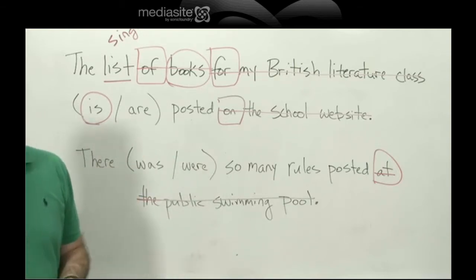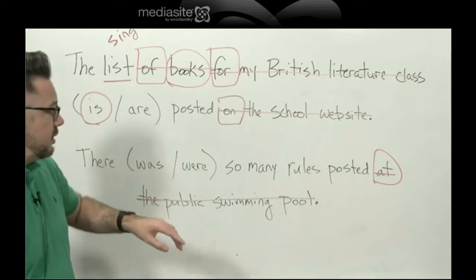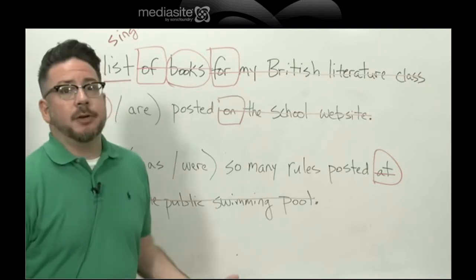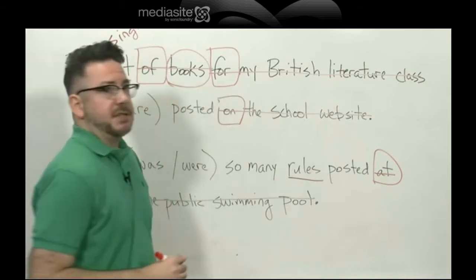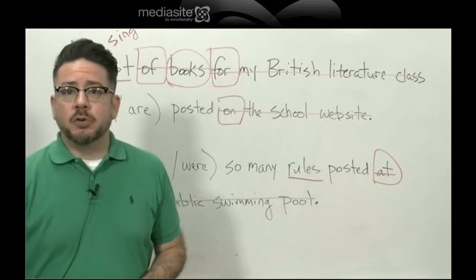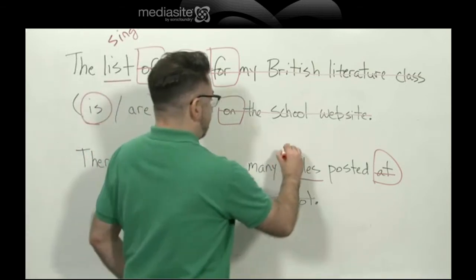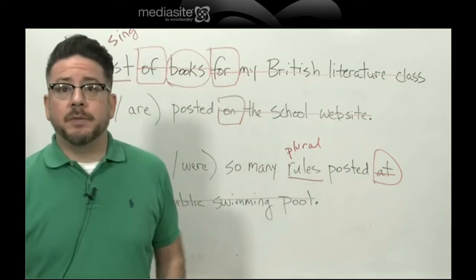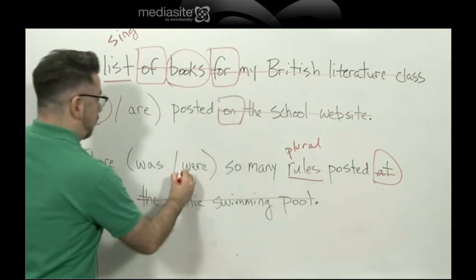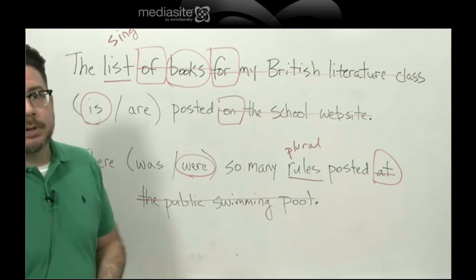So what is the subject of the sentence? Well, the subject is not there, so what does that leave us with? Where's the next noun? Rules. So rules is the subject of this sentence. Is rules singular or plural? Well, it ends in S, so this is plural. So we need the plural form of the verb, which is were. There were so many rules posted at the public swimming pool.